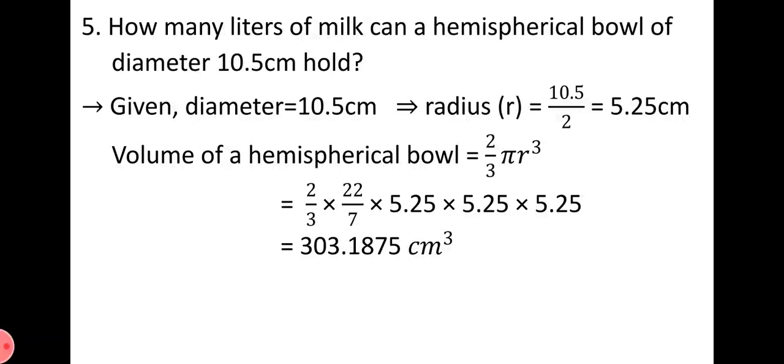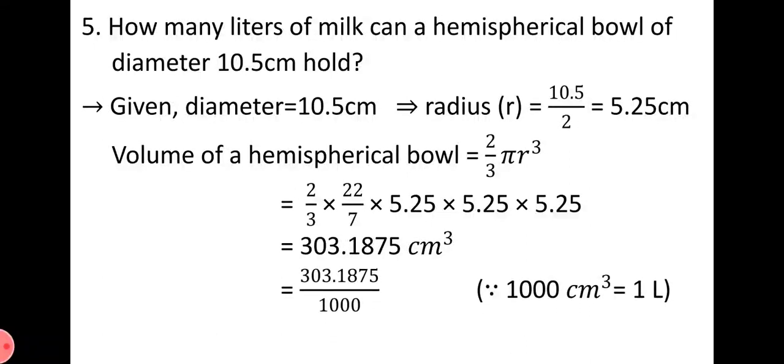but we have to find it in liters. So we divide it by 1000, that is 303.1875 divided by 1000, because 1000 cubic centimeter equals 1 liter. So that is equal to 0.303 liters of milk, the capacity of the hemispherical bowl to hold the given milk.